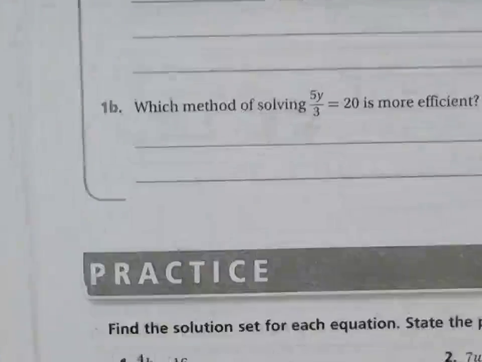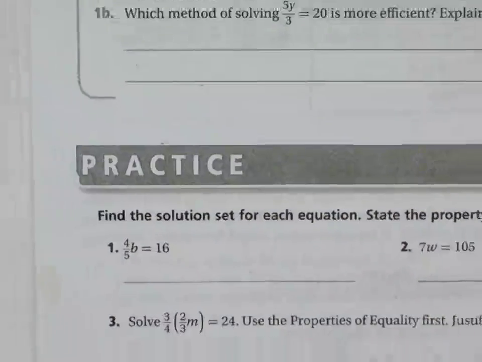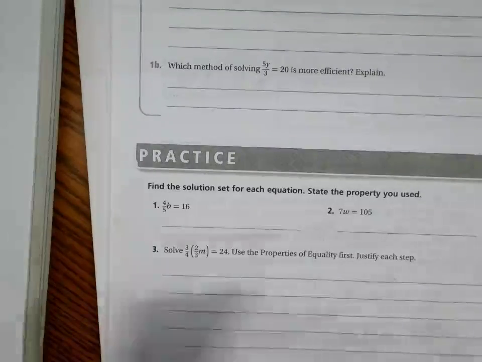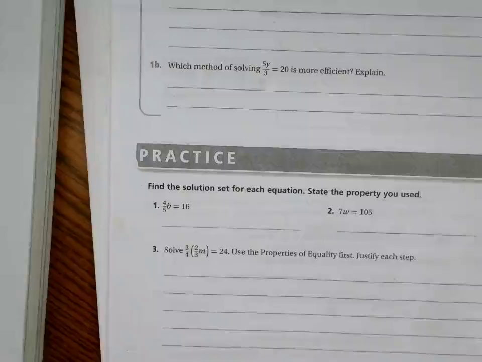All right, so which method is more efficient? Not writing it all out. So using the multiplication property of equality, multiplying by the reciprocal instead of multiplying and then dividing is more efficient. If you just went straight to multiplying by the reciprocal versus, okay, let's multiply by 3 on both sides, then divide by 5 on both sides, that would be more of a two-step equation, right? You'd have an extra step than if you just went straight to multiplying by the reciprocal.